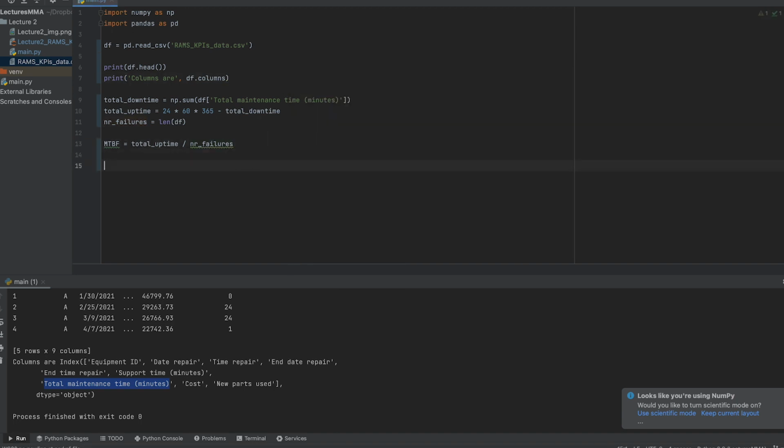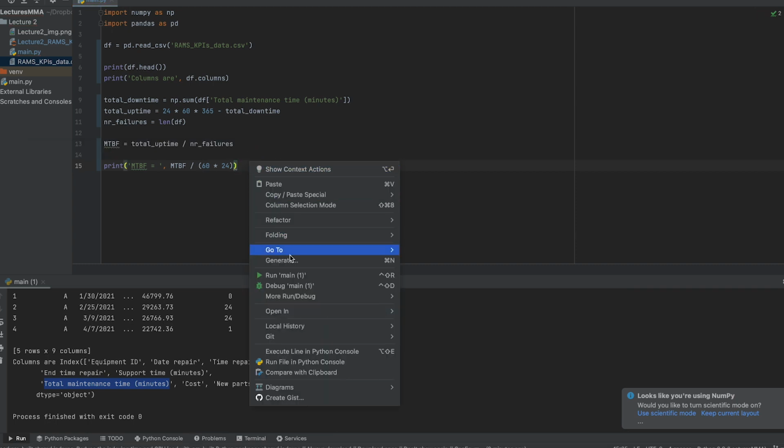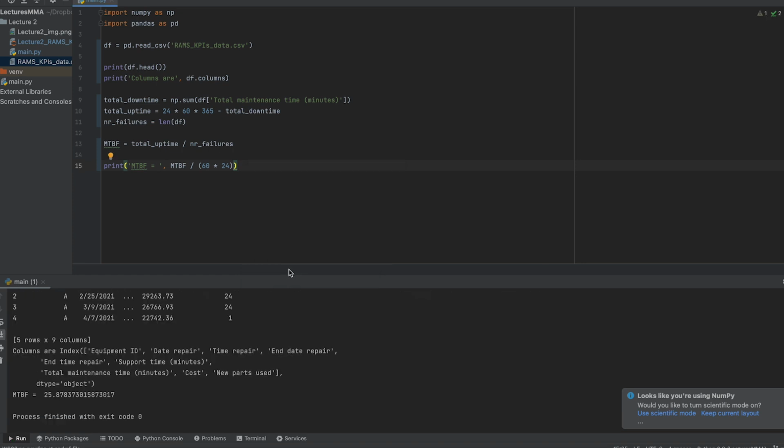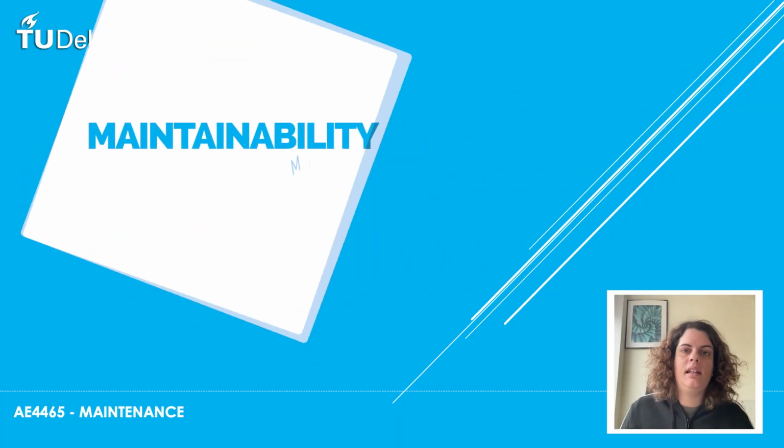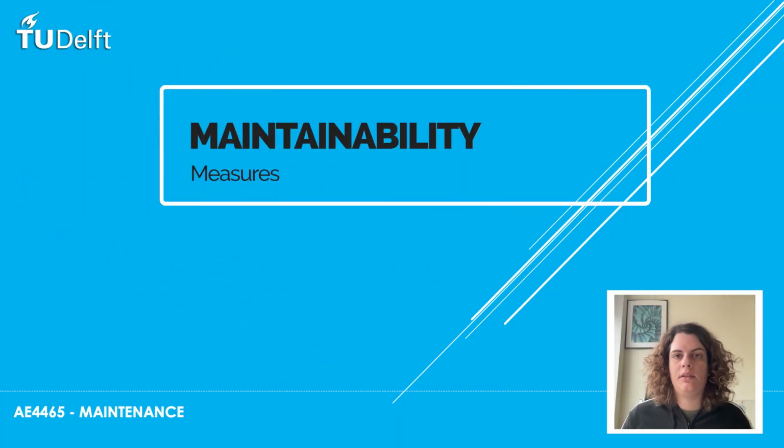And then of course we have to print mean time between failures, sorry, mean time between failures divided by 60 times 24, so that we end up not with minutes but with days. Okay, and then we have 2587 MTBF.